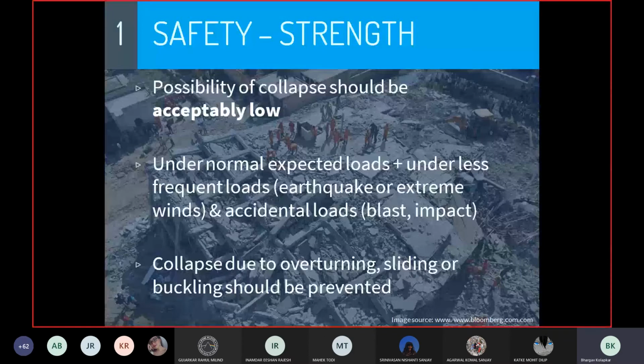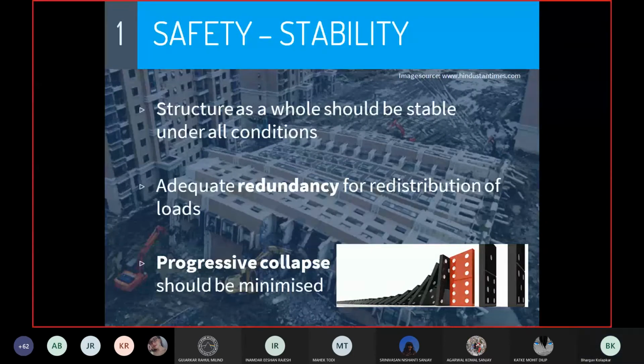So this becomes increasingly important when you are designing special structures, and so the structure should always be safe against collapse due to overturning, sliding, buckling, and so on. Now, the structure as a whole should always be stable under all the conditions, meaning it should have adequate redundancy, meaning that if a part of the structure fails, say if you have a certain region of the structure where your beam slab has collapsed, there has to be alternate paths for the load to flow, meaning that it should have adequate redundancy for the redistribution of loads.